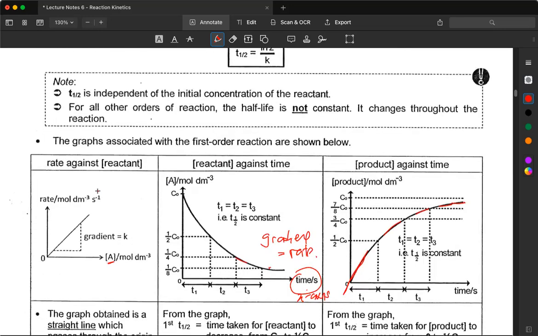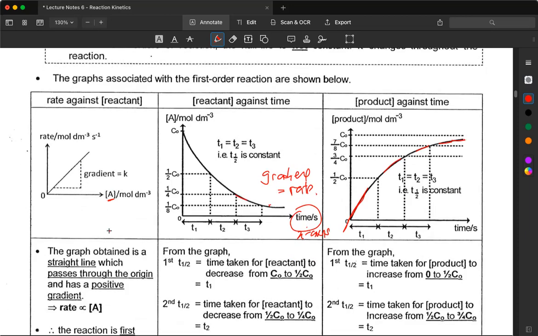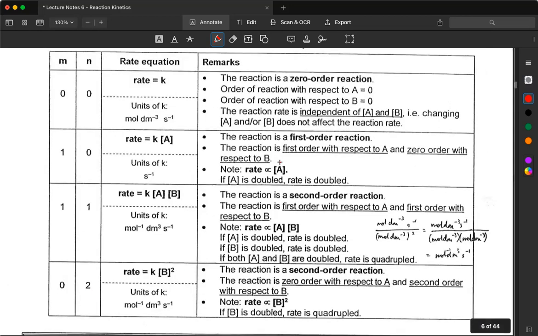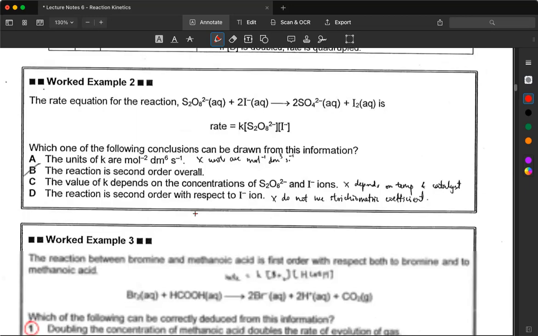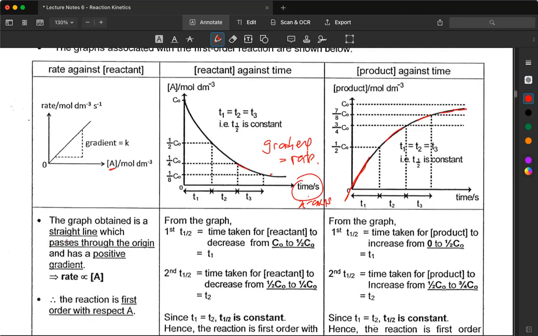So for first order reaction, these are the associated graphs to take note. You'll be asked to sketch and apply your understanding. For the first one on the left, we have rate against the concentration of reactant. If it's first order reaction, we expect the relationship between them to be directly proportional, as we have concluded here. Directly proportional gives a graph with a straight line passing through the origin having a positive gradient.